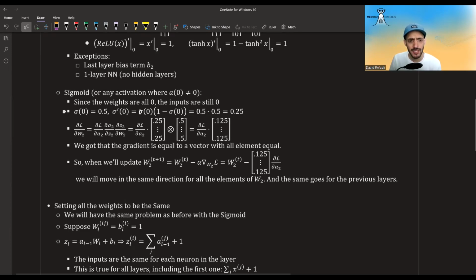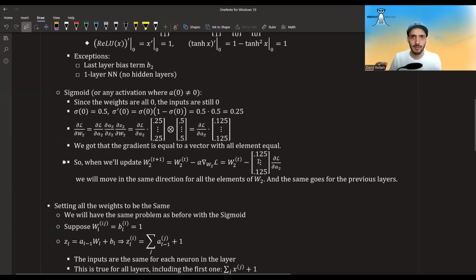The derivative of a sigmoid is just the sigmoid times 1 minus the sigmoid. So that's 0.5 times 0.5, which is 0.25. This is an element-wise product. We're getting that the result will be a vector of 0.125. But the problem here is that this is a scalar, and this is a vector with equal elements. So when we do the update, when we do the gradient descent, W2 will move in the same direction.